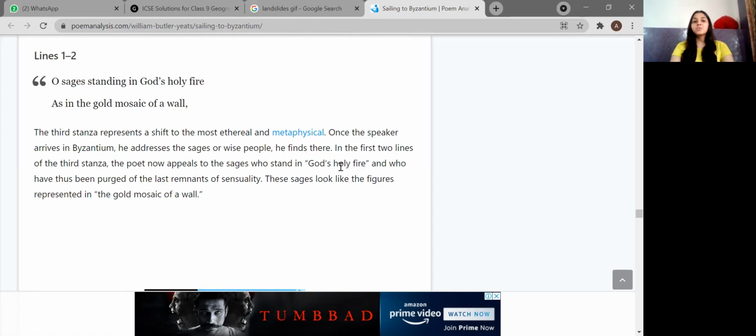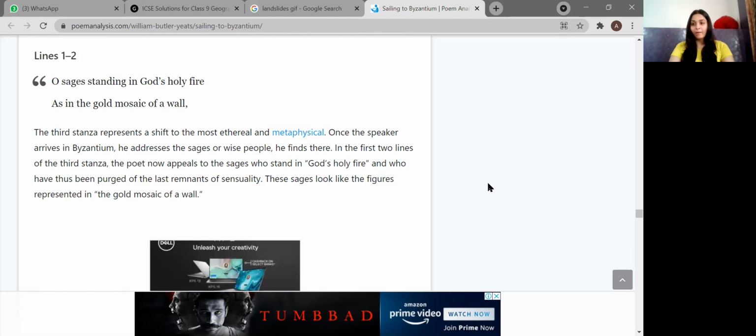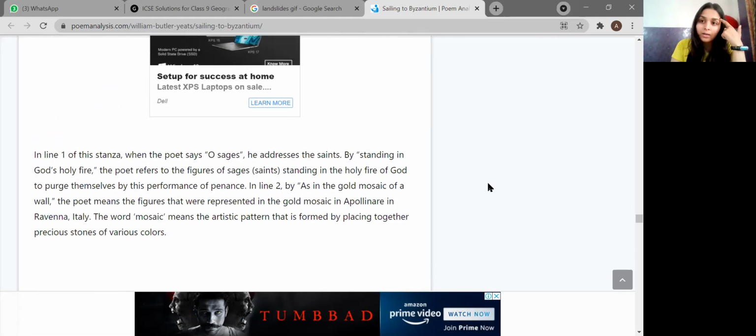Then he says in the first 2 lines of the third stanza, the poet now appeals to the sages who stand in God's holy fire. He says that people here are more spiritual and have been purged of the last remnants of sensuality. These sages look like figures represented in the gold mosaic of a wall. Here people are more pure, more sensible, full of wisdom, and they follow more traditions and accept more people, even though they are older in generation.